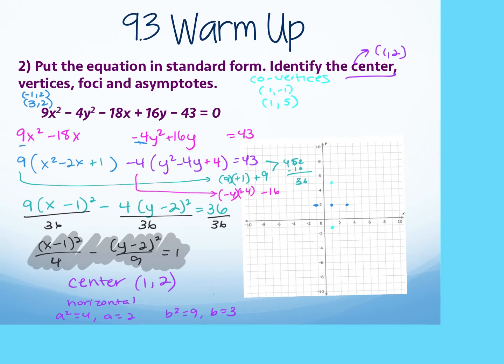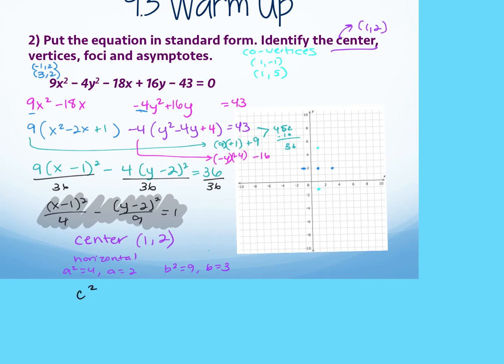To get the foci, I have to do c squared equals a squared plus b squared. C squared would equal 4 plus 9. C squared would equal 13. And c would equal the square root of 13. So I don't have to graph it, but if I did, I'd estimate it to be like a 3.5-ish because it's in between 9 and 16. But what I do need to do is add and subtract the c from the x coordinate of my center, because I'm moving right and left. So the foci is going to be 1 plus and minus square root 13, 2.